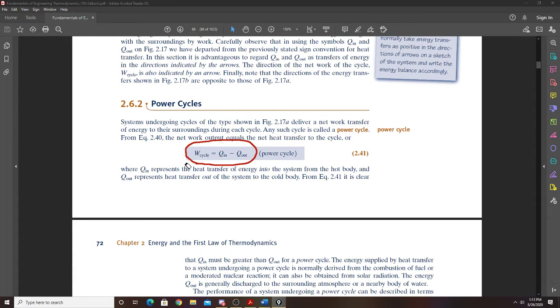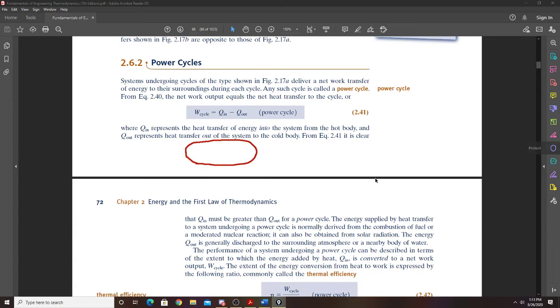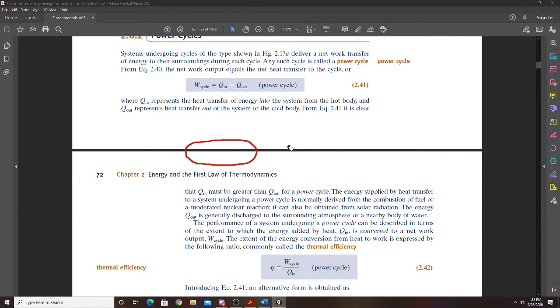And then it says work cycle equals Q in minus Q out, where Q in represents the heat transfer of energy into the system from the hot body, and Q out represents the heat transfer leaving the system to the cold body, right? And it says from equation 2.41, it is clear, which is this one right here, that Q in must be greater than Q out for a power cycle. It has to be true, right?